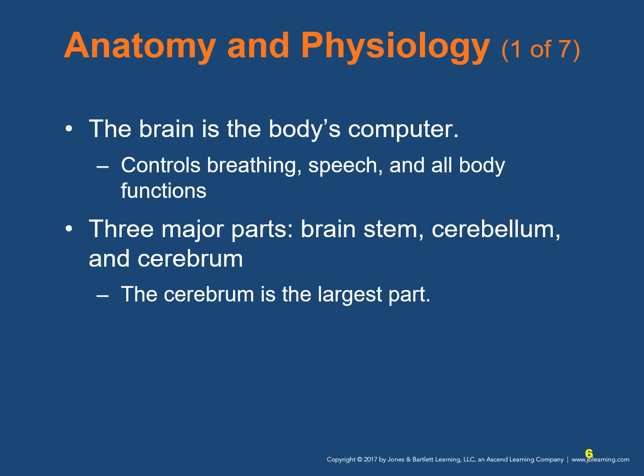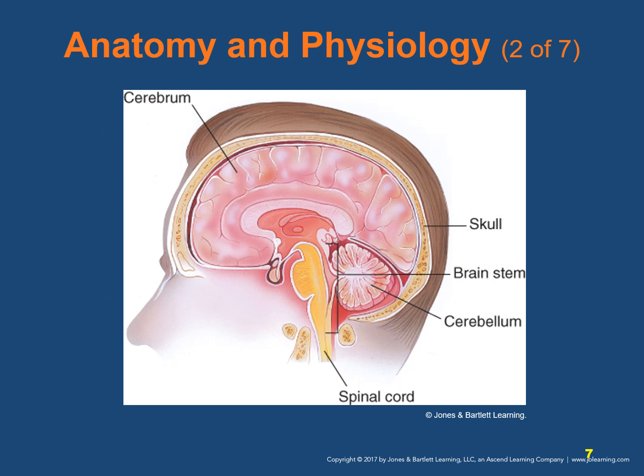Let's talk about the anatomy and physiology involved. The brain is the body's computer. It controls breathing, speech, and all other body functions. There are three major parts to the brain: the brainstem, cerebellum, and cerebrum. The cerebrum is the largest part of the brain. The figure on this slide illustrates the three major parts of the brain that I just mentioned: the cerebrum, the cerebellum, and the brainstem.